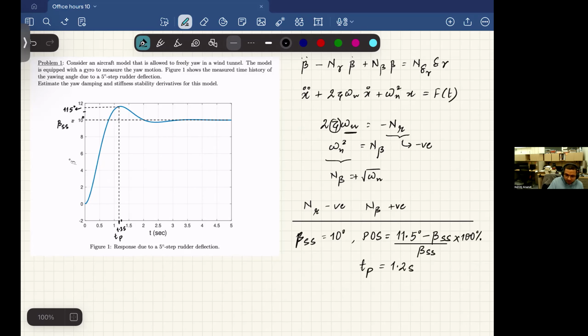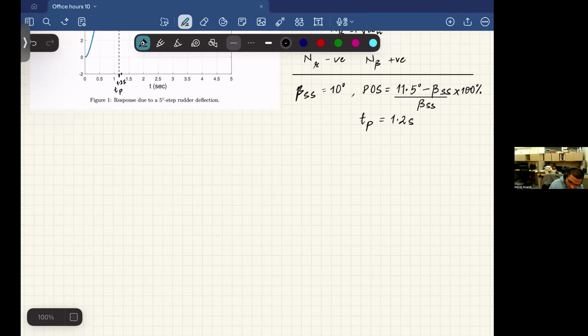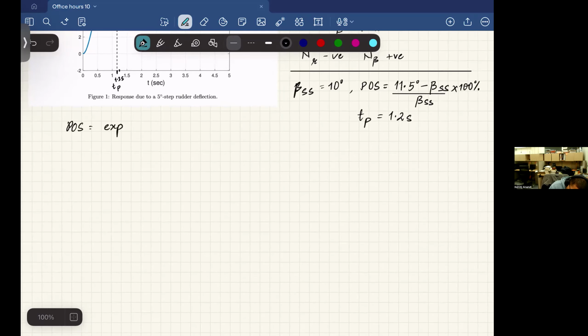Now, I think it becomes pretty clear. Recall that we had the relation that the percentage overshoot is given as exponential of minus pi zeta over the square root of 1 minus zeta squared. So from the figure, you can estimate the percentage overshoot, and from that you can get zeta.